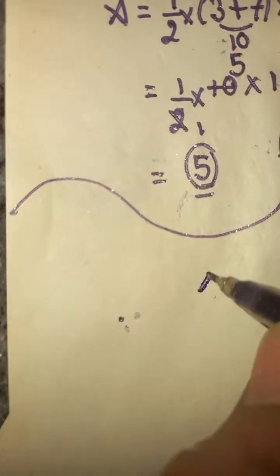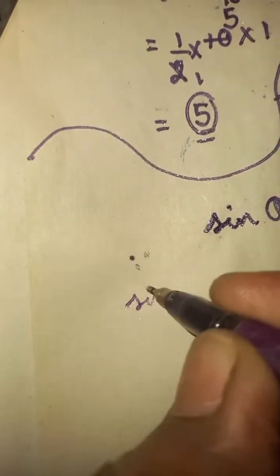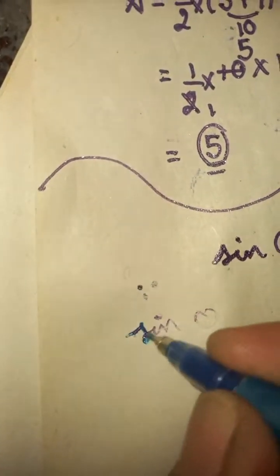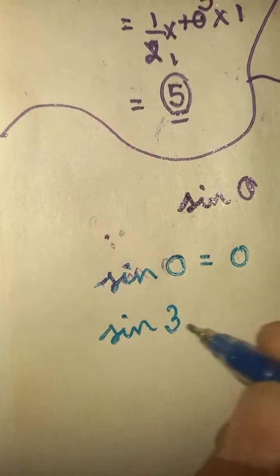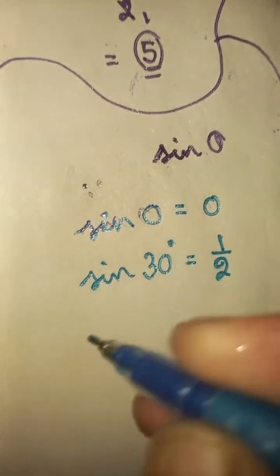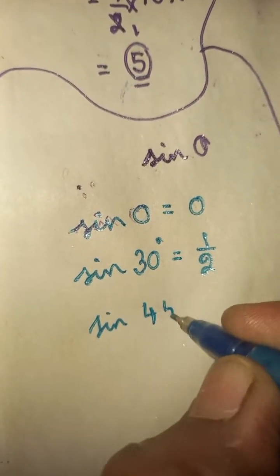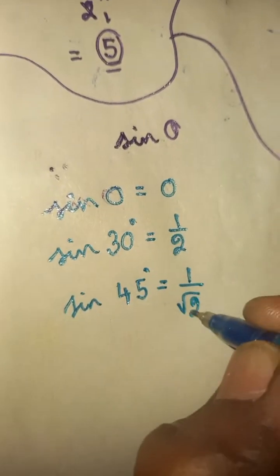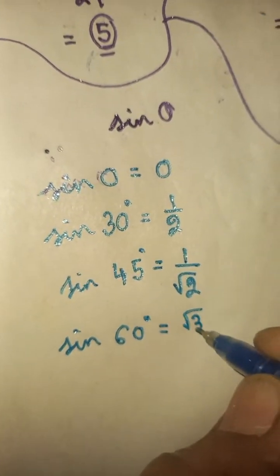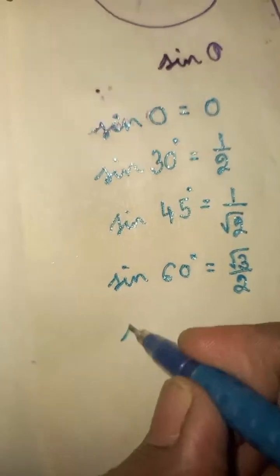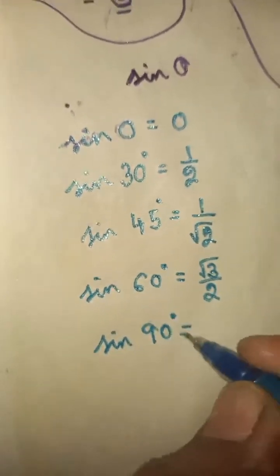In sine theta angles, there are different ratios. If you take sine of 0 degree, it remains as 0, so sine 0 will be 0. Now sine of 30 degree becomes half. Sine of 45 degree is going to become 1 by root 2. And then sine of 60 degree becomes root 3 by 2. Sine of 90 degree becomes equal to 1.